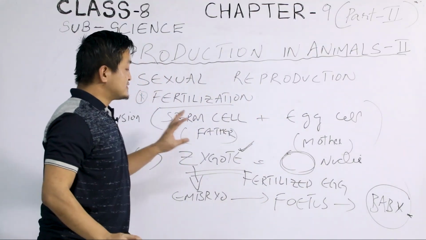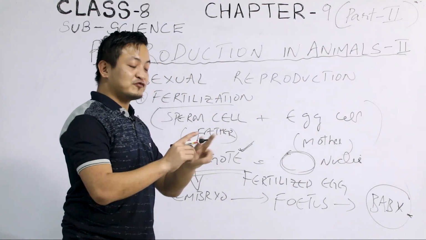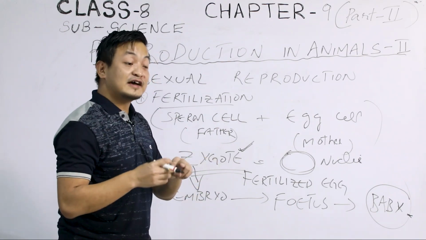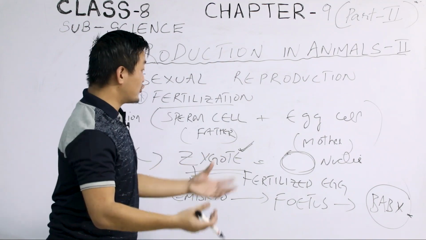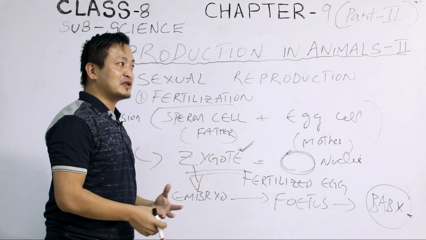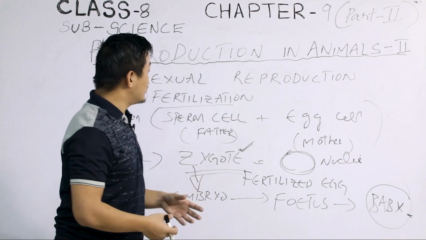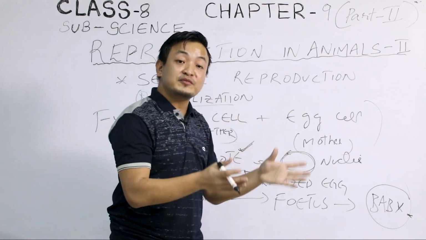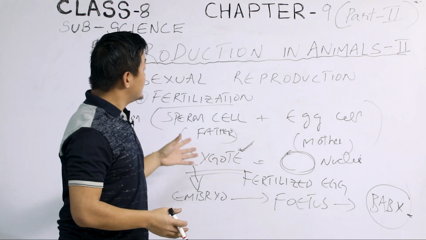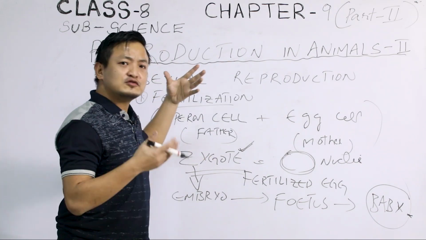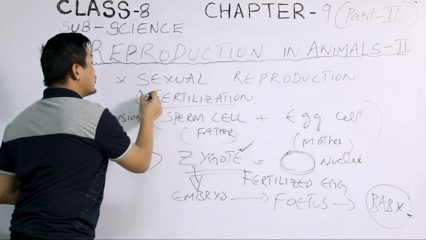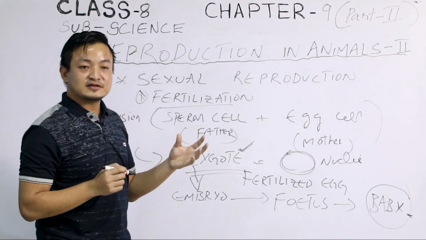Students, fertilization has two types: internal fertilization and external fertilization. For human beings and most animals like dogs and cows, fertilization is internal because it takes place in the female body. But there are also many organisms which fall under external fertilization.